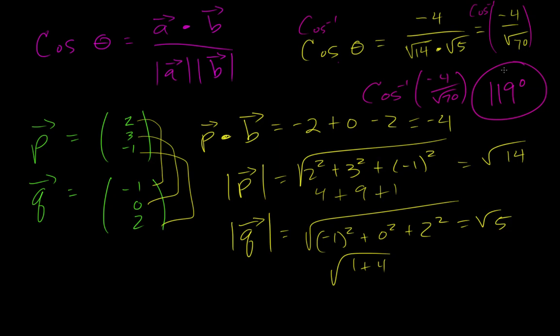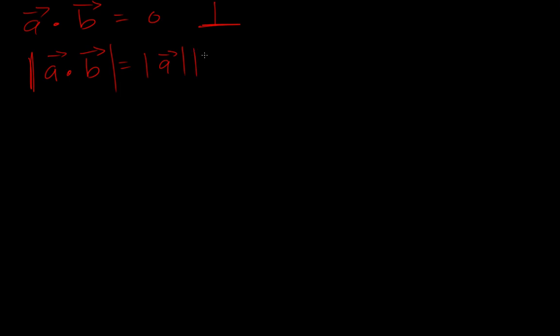Okay. Now, a couple things to note. If we ever do A dot B and our answer is 0, that means that our vectors are perpendicular. If we ever do the magnitude of A dot B, and that equals the magnitudes individually multiplied together, that means that those are parallel. And let's just go to the next example.